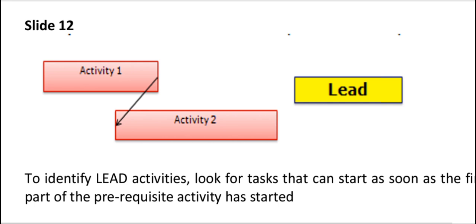Activities 1 and 2 are called near concurrent or almost simultaneous activities.